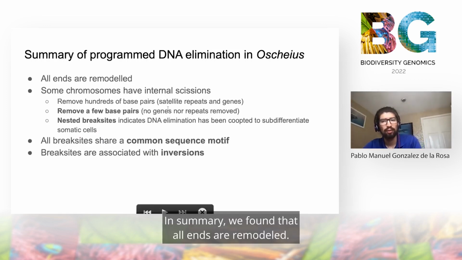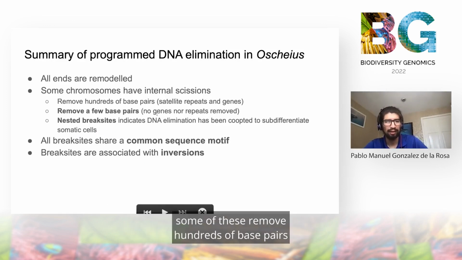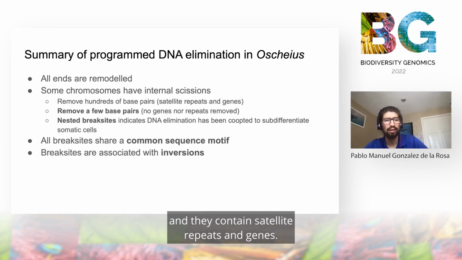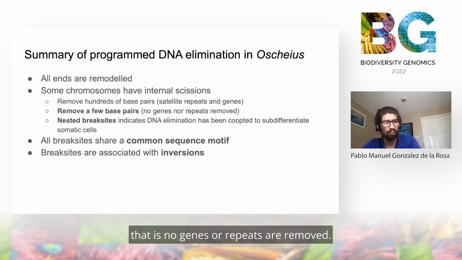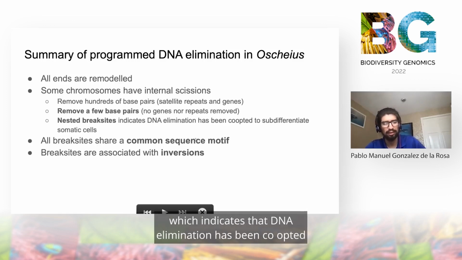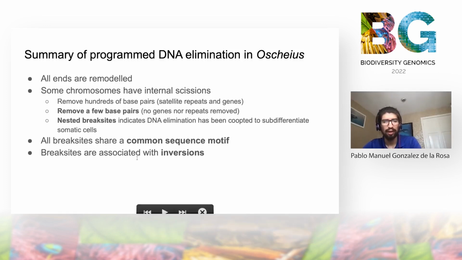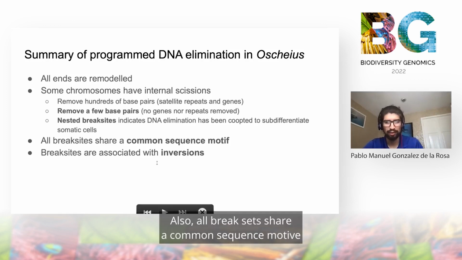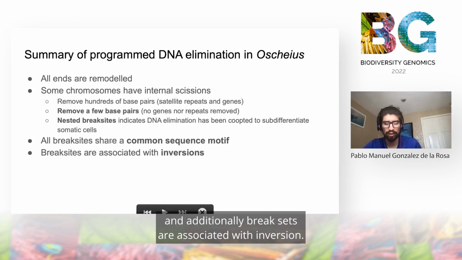In summary, we found that all ends are remodeled. Some chromosomes have internal scissions. Some of these remove hundreds of base pairs, and they contain satellite repeats and genes. Other breaks remove just a few base pairs, that is, no genes or repeats are removed. And we also found one case of a nested break site, which indicates that DNA elimination has been co-opted to sub-differentiate somatic cells. Also, all break sites share a common sequence motif. And additionally, break sites are associated with inversions.